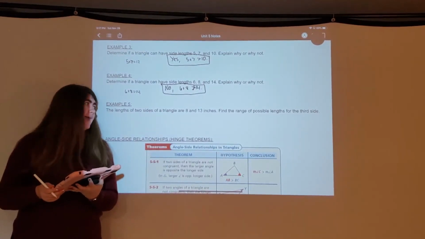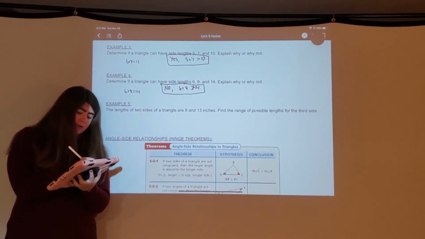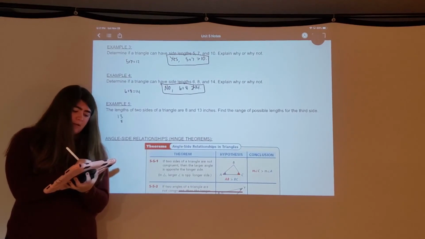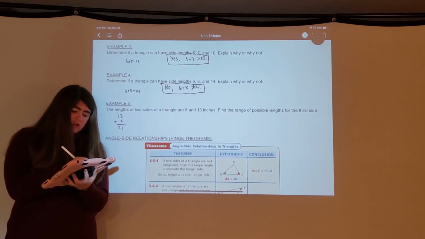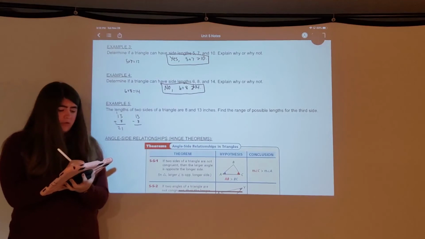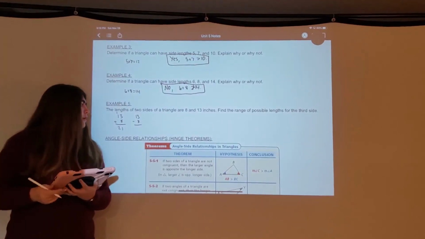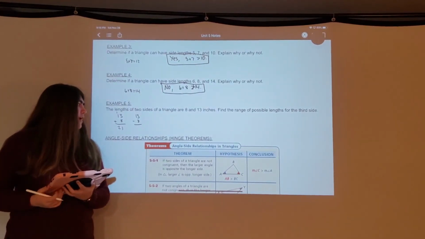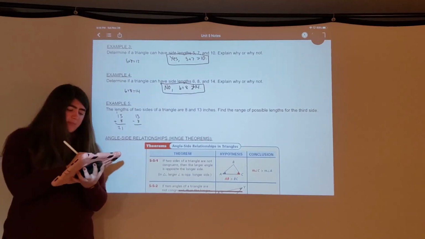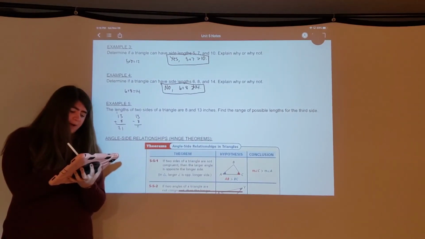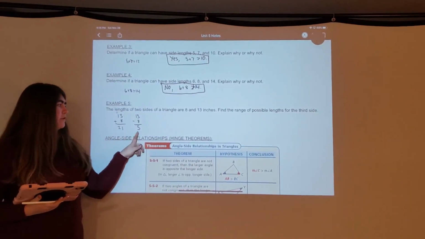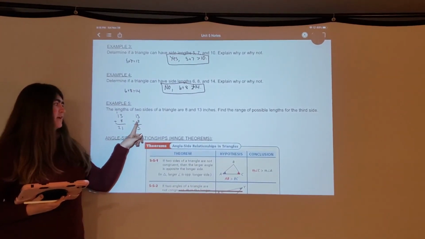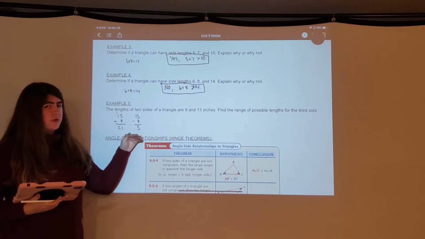So I'm going to start by adding 8 and 13. 8 plus 3 is equal to 11, so we're at 21. And 13 minus 8 is equal to, let's see, 8 plus 2 is 10, plus 3, that'd be 5. So 13 minus 8 is 5. That means that our third side length has to be greater than 5, because 5 plus 8 is equal to 13, and if it's equal, it doesn't work.